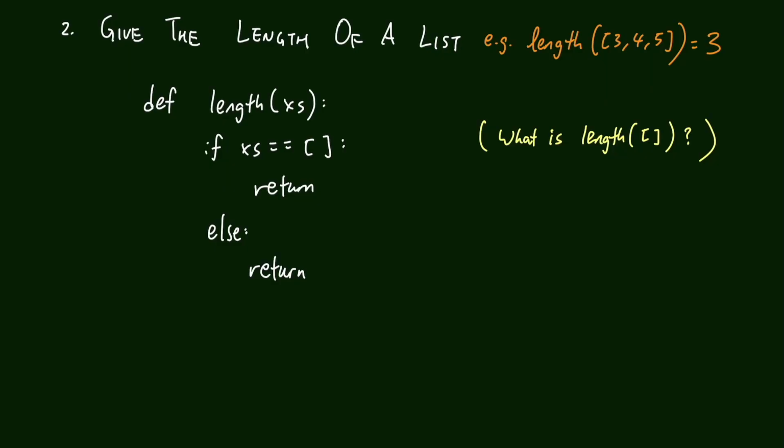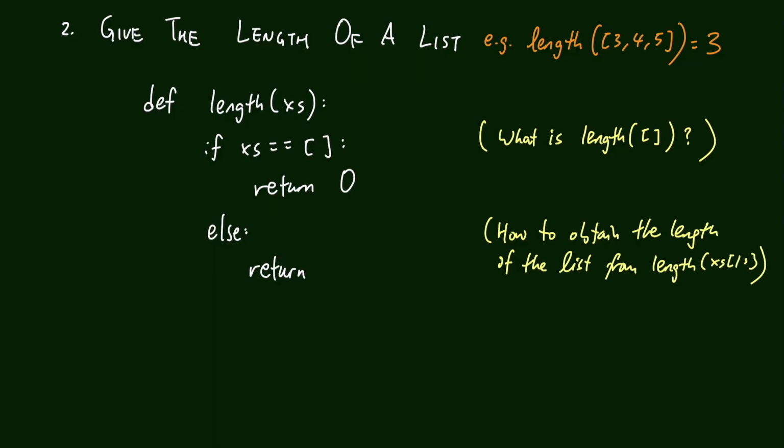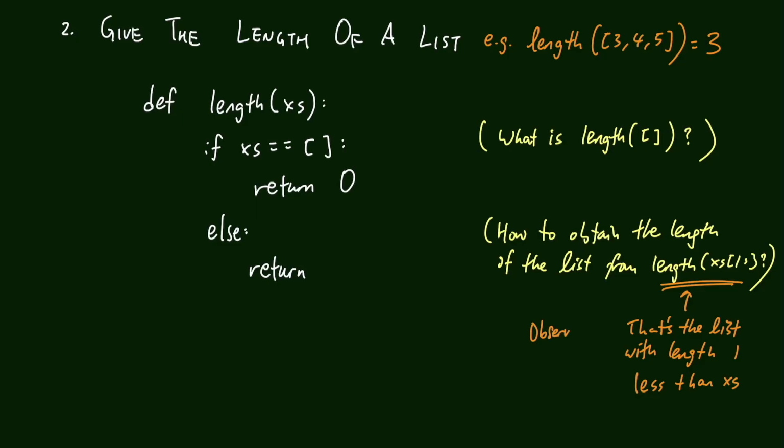When the list is empty, the length of the list is 0. That's why we return 0. And for the non-empty case, we should focus on thinking about how to arrive at the final answer given the result of the recursive call. Observing that the recursive call is on a list that is 1 shorter than x is, we simply add 1 to the recursive call result.